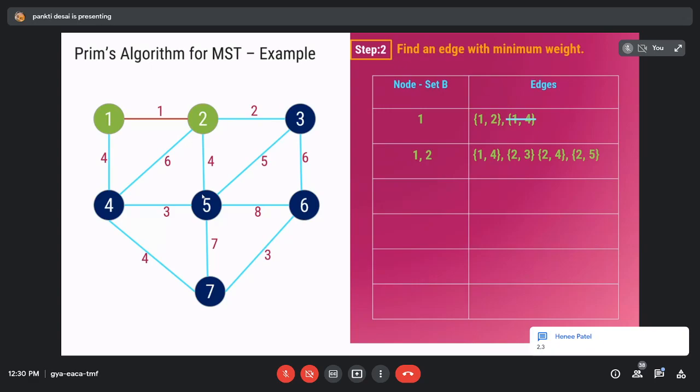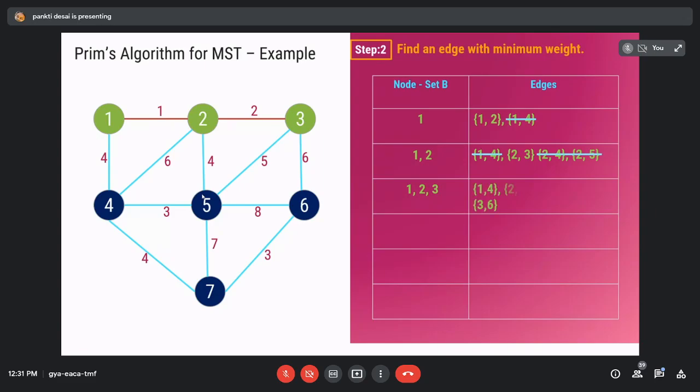2 comma 3, right? So cancel the remaining edges, and select 2 comma 3 as an edge for the spanning tree. Now the next node set is 1 comma 2 comma 3. Now write down all the adjacent edges of 1 comma 2 comma 3, but do not write the edges which we already included in the spanning tree.